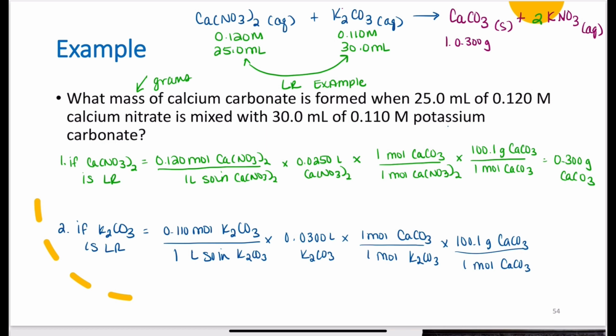If you're ever unsure if you're doing it right, remember your units should always cancel. So checking back, liters of solution calcium nitrate, moles of calcium nitrate, moles of calcium carbonate, I got to grams calcium carbonate. Liters of potassium carbonate, moles of potassium carbonate, moles of calcium carbonate, I'm to grams of calcium carbonate. I calculate this out and I get 0.330 grams CaCO3.